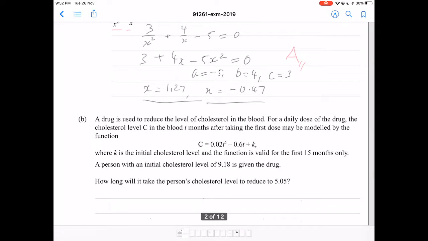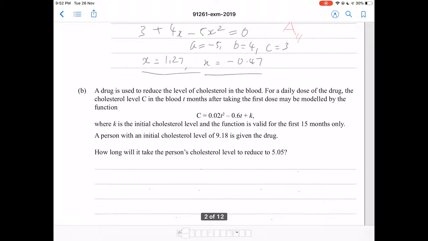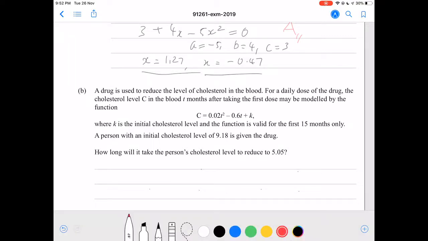Alright, a drug is used to reduce the level of cholesterol in the blood. For a daily dose of the drug, the cholesterol level C in the blood T months after taking the first dose may be modeled by the function C equals 0.02 T squared minus 0.6T plus K. K is the initial cholesterol level, and the function is valid for the first 15 months only. A person with an initial cholesterol level of 9.18 is given the drug. How long will it take for the person's cholesterol level to reduce to 5.05?